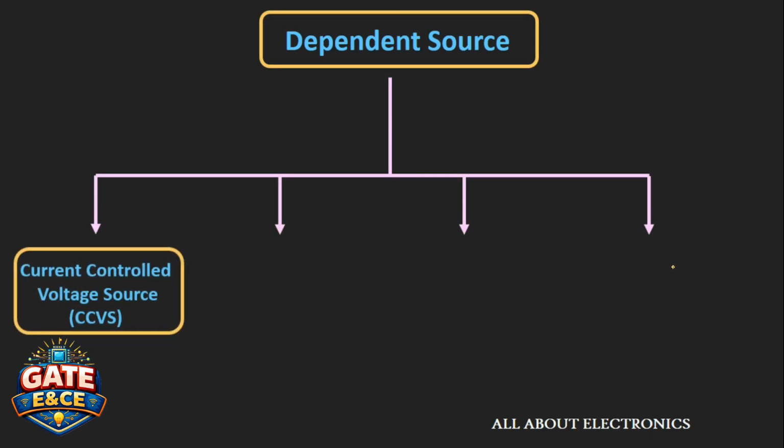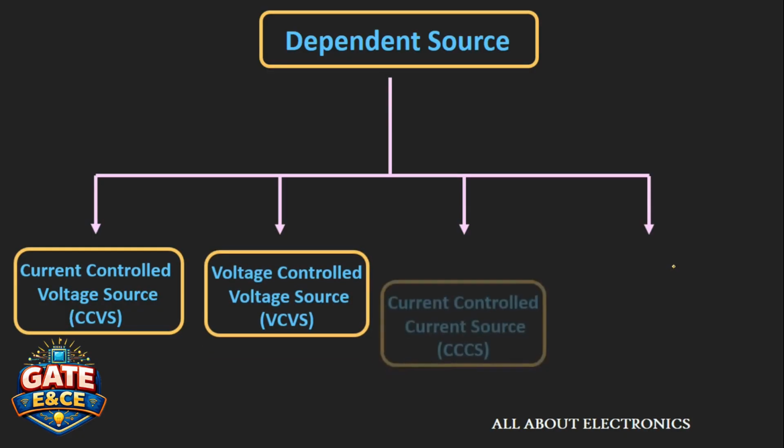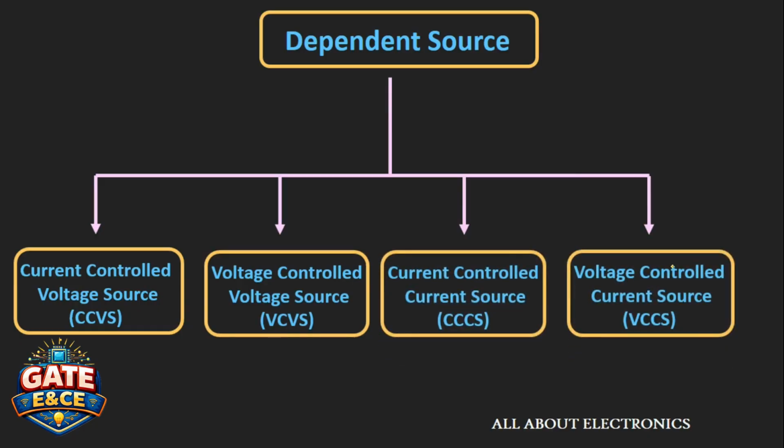The first one is the current controlled voltage source. The second one is the voltage controlled voltage source. The third one is the current controlled current source, and the fourth one is the voltage controlled current source. Then we saw a practical example for each of them. I hope you understood the independent and the dependent sources in the electrical circuit.